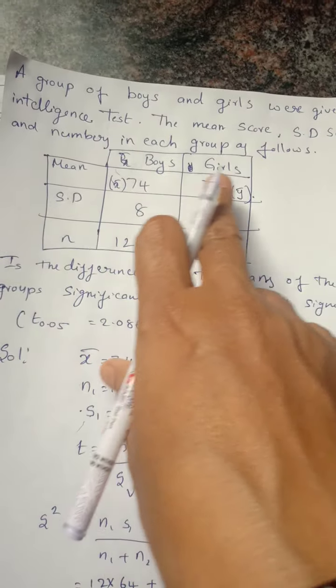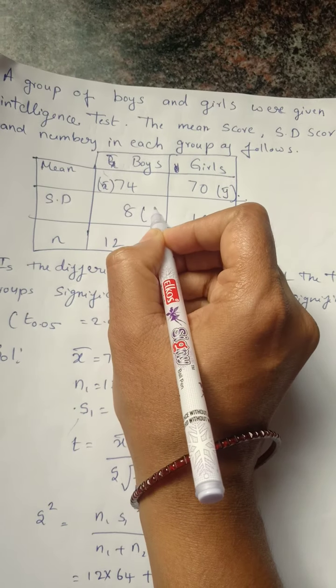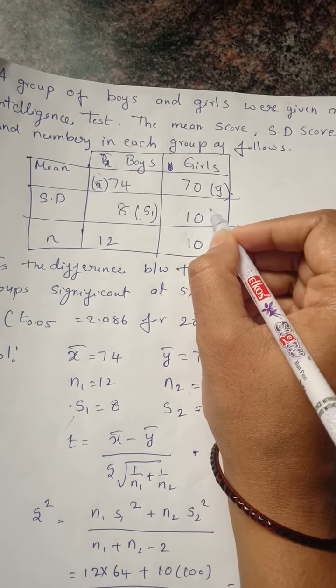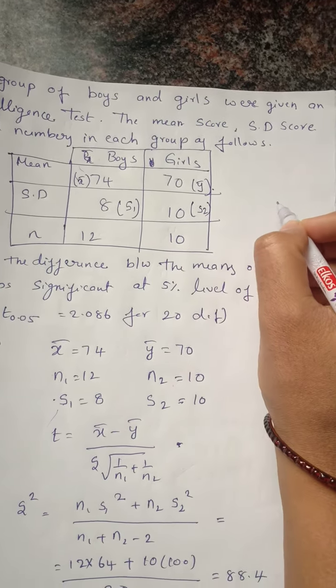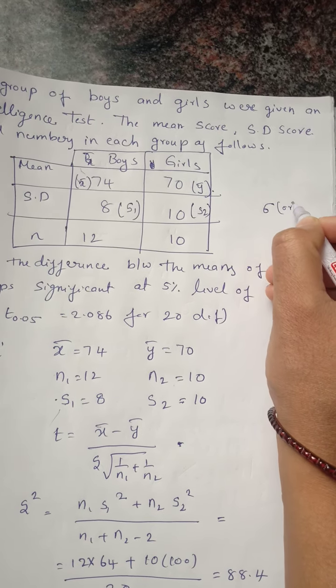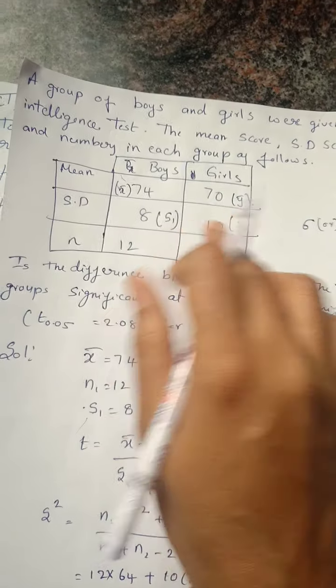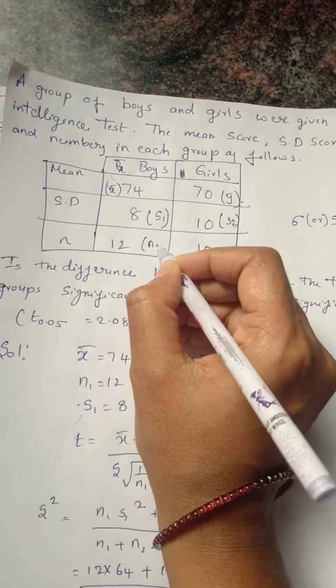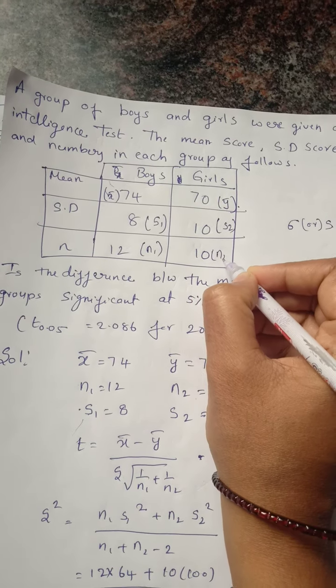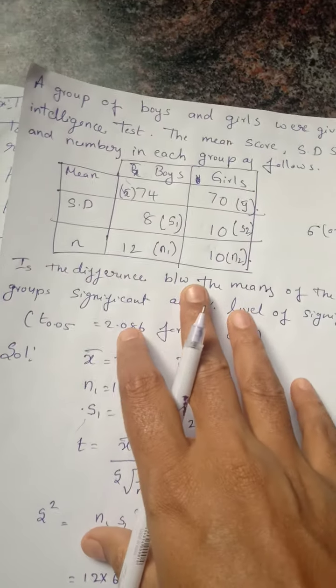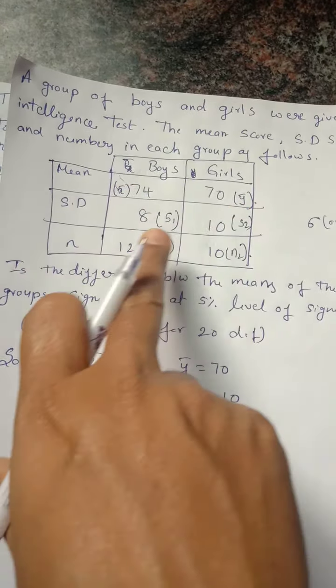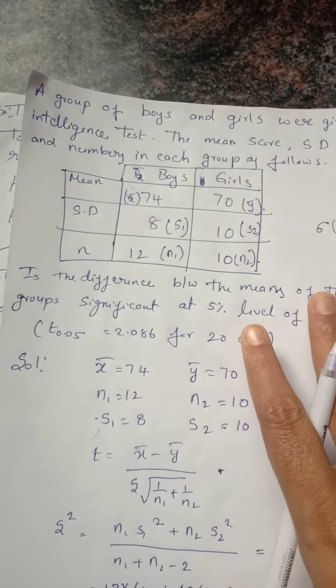Here mean is given directly. Standard deviation means they give s1 and s2. Sometimes instead of sigma or s, both are the same here, s1 and s2, and also the numbers n1 and n2 are given. So this is a direct problem. Here they give x bar, y bar and s1, s2, n1 and n2 directly.